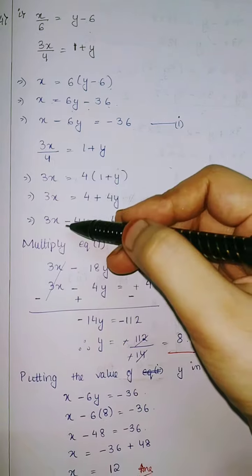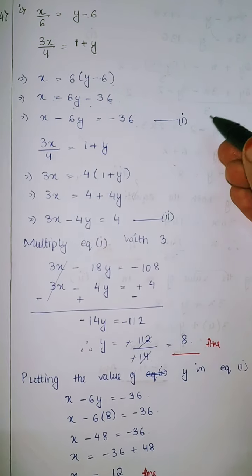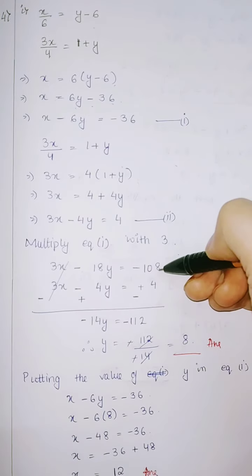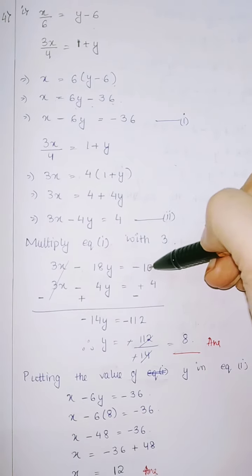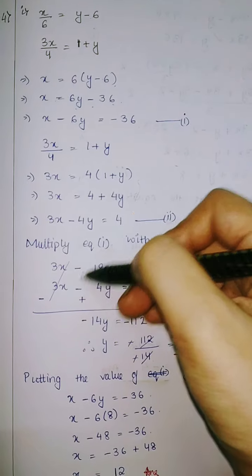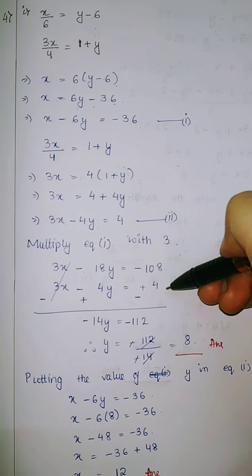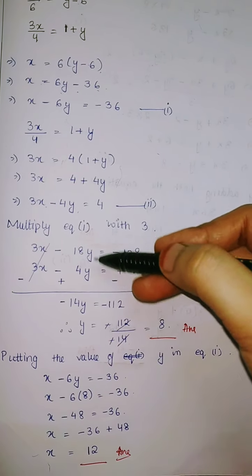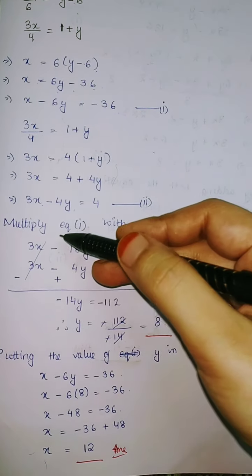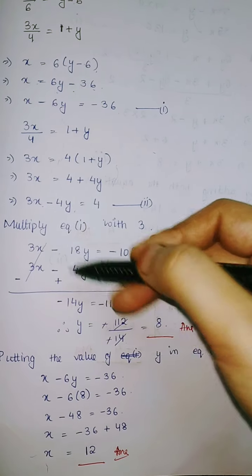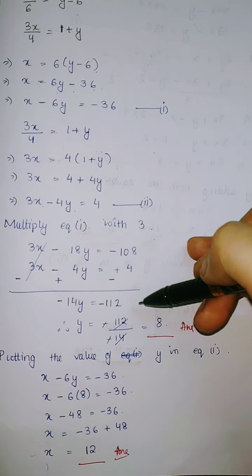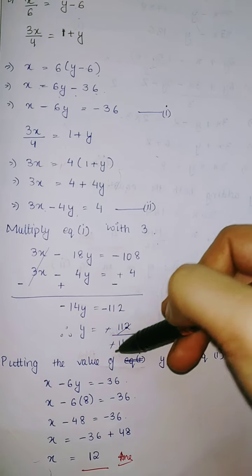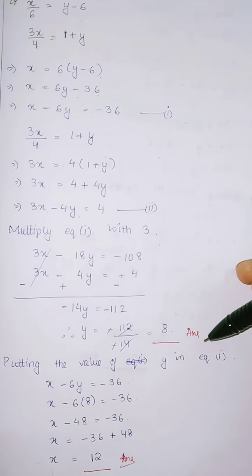I'm making the x equal, so we will multiply the first equation by 3. So we'll get 3x minus 18y is equal to minus 108. Okay, we are multiplying it by 3. Now this will be 3x minus 4y is equal to 4. Now subtracting, so 18 minus 4, that will be 14, and because minus is in 18, it will be minus 14y is equal to minus 112. So y is equal to minus 112 by minus 14, that is equal to 8 is your answer.